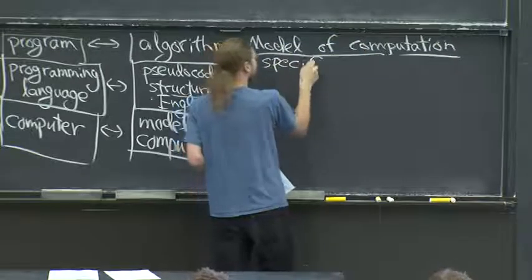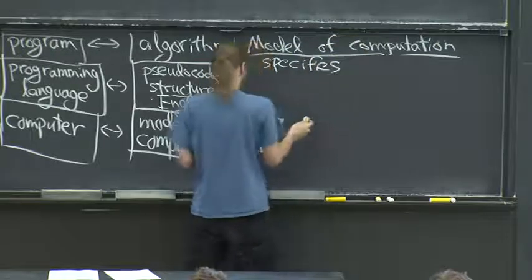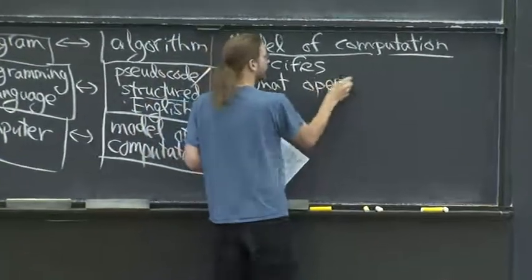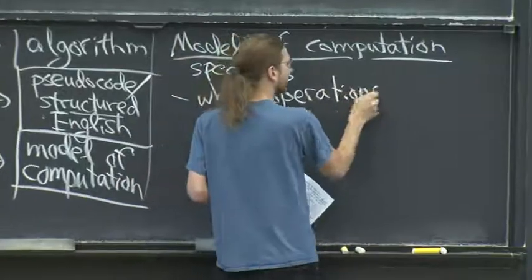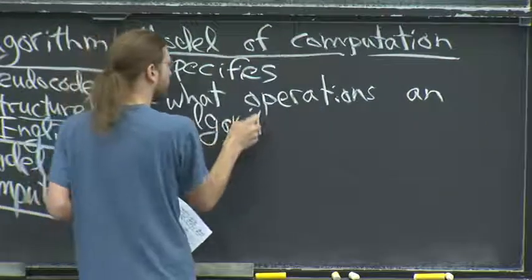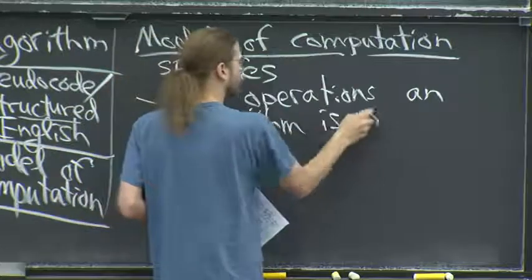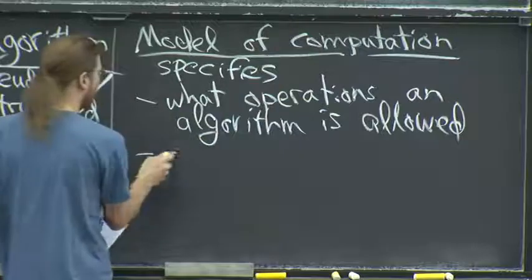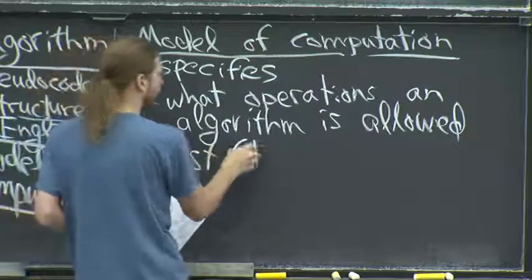Specifies basically what operations you can do in an algorithm and how much they cost. This is the "what is time."